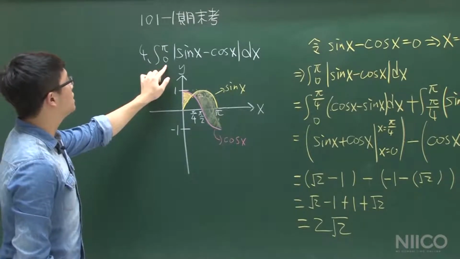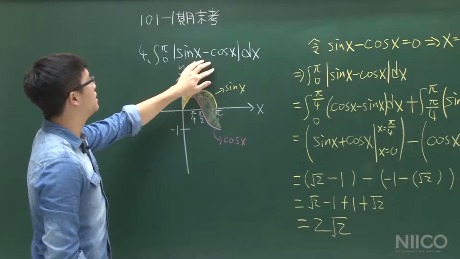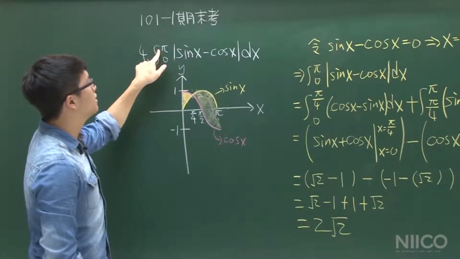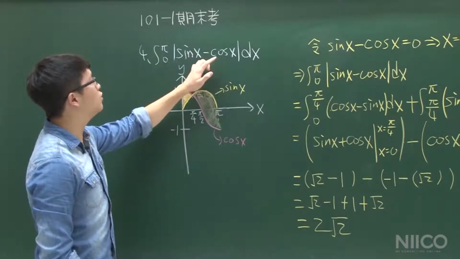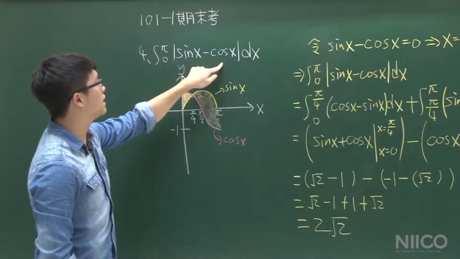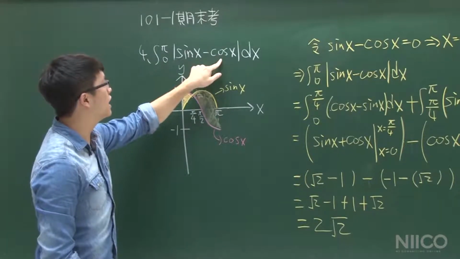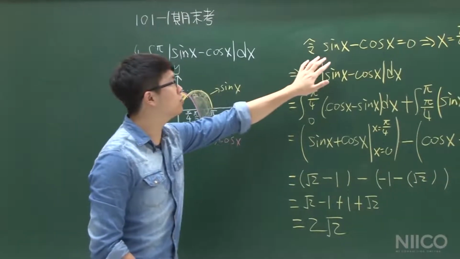Hello everyone, so in problem 4 we want to solve the integral of the absolute value of sine x minus cosine x times dx with x from 0 to pi. Now since this problem concerns absolute values, we need to find out what intervals of x would make the value of sine x minus cosine x negative and what intervals of x would make sine x minus cosine x positive. So now let's take a look.